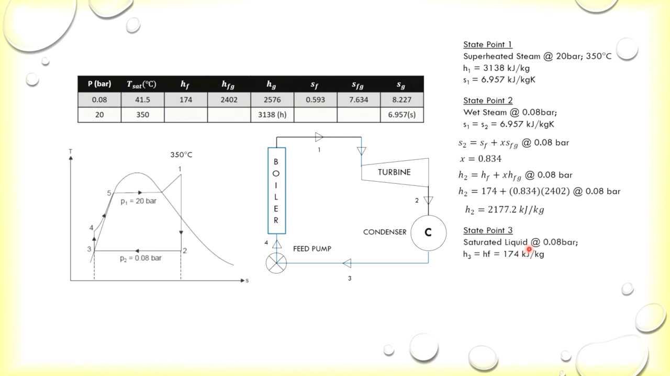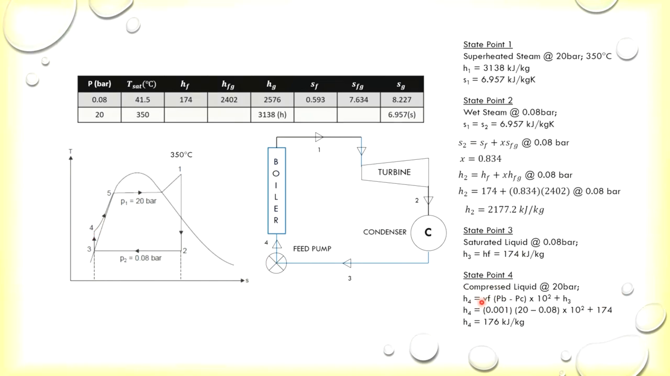Then you have your state point 3. We don't need the entropy, we need only the enthalpy, and it is sitting on the saturated liquid line. It is at the pressure of 0.08, so it is 174. Then state point 4.